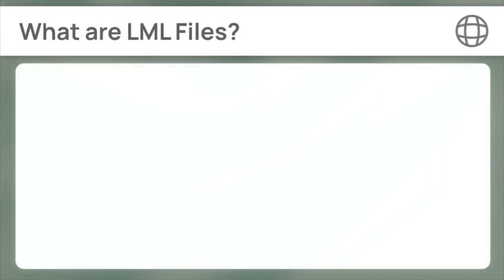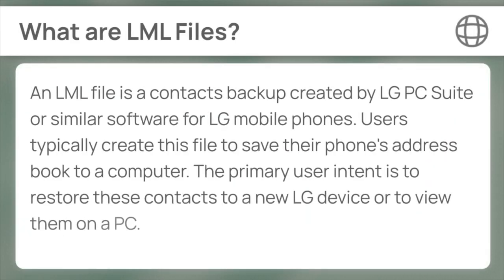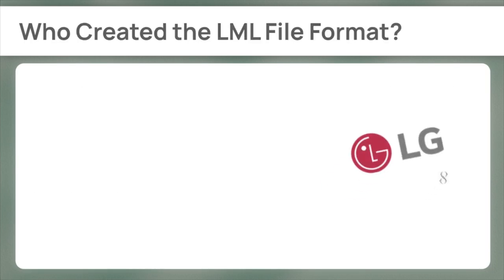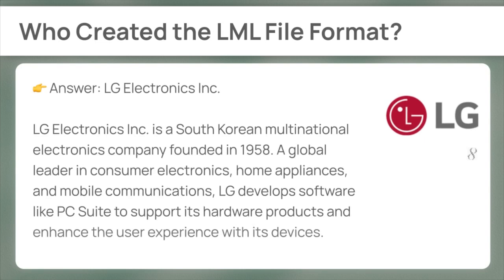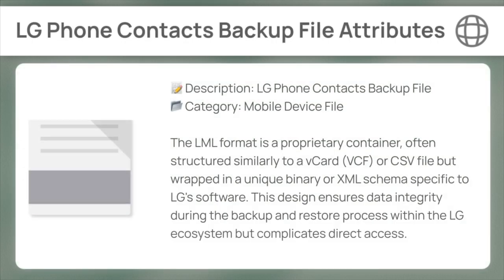An LML file is a contacts backup created by LG PC Suite or similar software for LG mobile phones. Users typically create this file to save their phone's address book to a computer. The primary user intent is to restore these contacts to a new LG device or to view them on a PC. The LML format is a proprietary container, often structured similarly to a vCard, VCF, or CSV file, but wrapped in a unique binary or XML schema specific to LG's software.